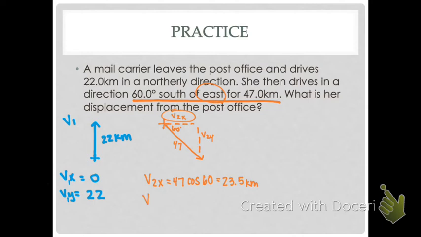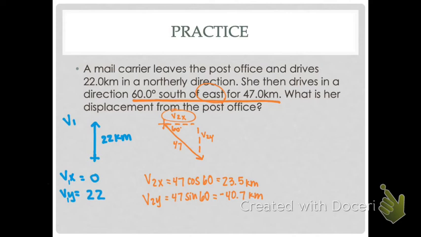So now if I'm going to do v2y, I'm going to use 47 sine of 60. And I get 40.7 kilometers. Does that need to be positive or negative? It needs to be negative because it's going south. Now this is why it's so important, because our next step is going to be to add up all of those vectors. And it gives us an idea about where our final thing should be.